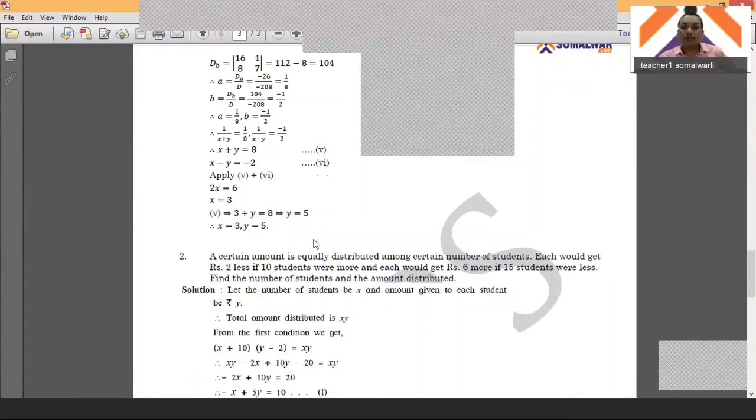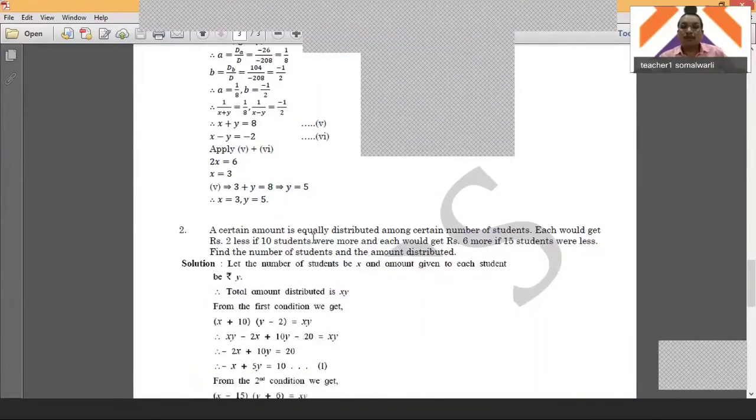Coming to the next word problem, again of 4 marks. A certain amount is equally distributed among a certain number of students. So the number of students is not known and the total amount is also not known. Each would get rupees 2 less if 10 students were more. Suppose the number of students increased by 10, so each would have been given rupees 2 less than the previous one, the actual one.